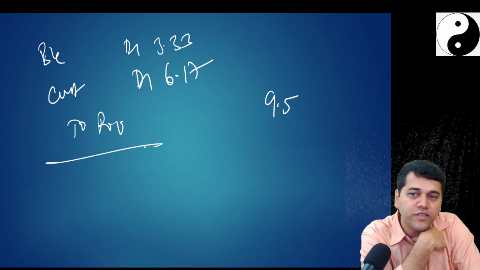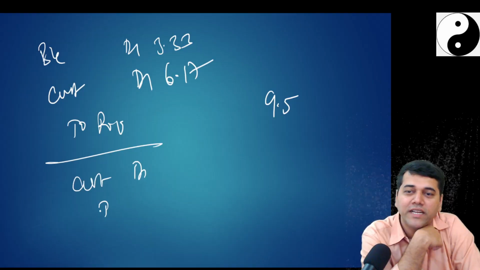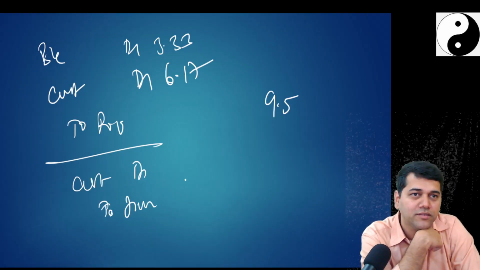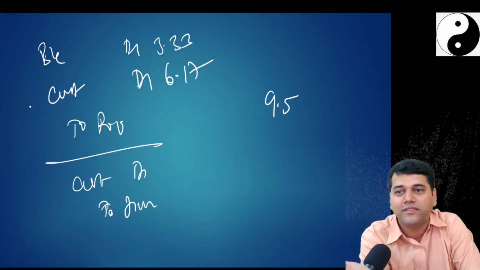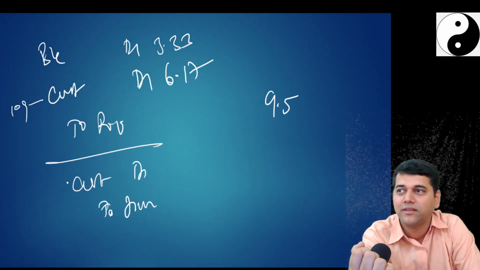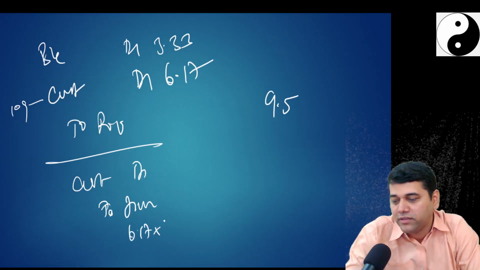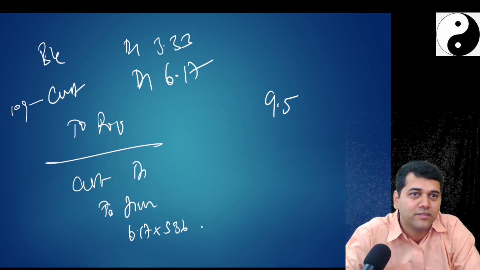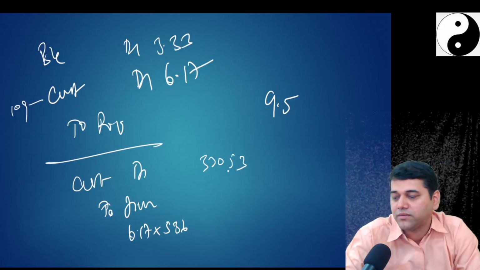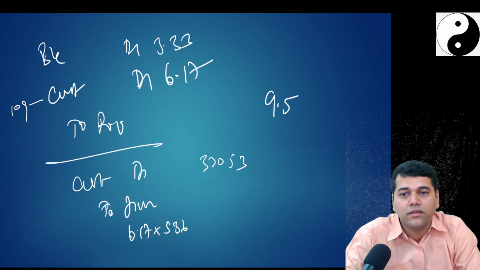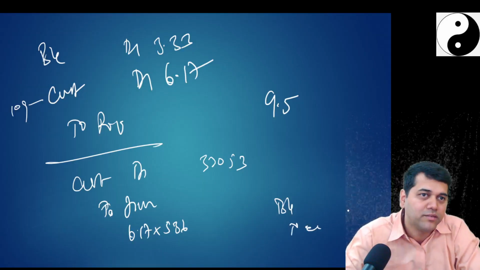Okay. Now at the end of the first year, what entry will I pass? Customer to interest income. How much? Simple. Is this customer not your 109? So if you have 6.17, are you not going to recognize interest at the rate of 5.36%? How much does it come to? 33,053. Will he not pay you bank now? So one more entry comes, bank to customer.